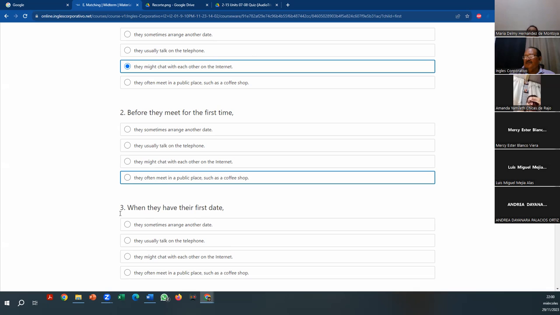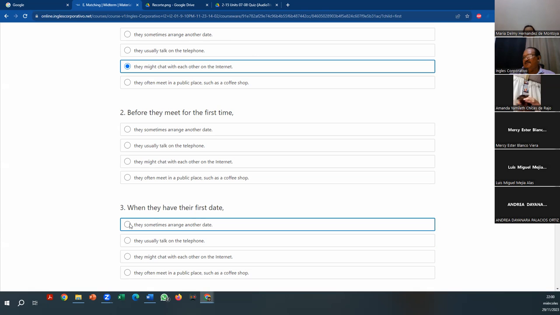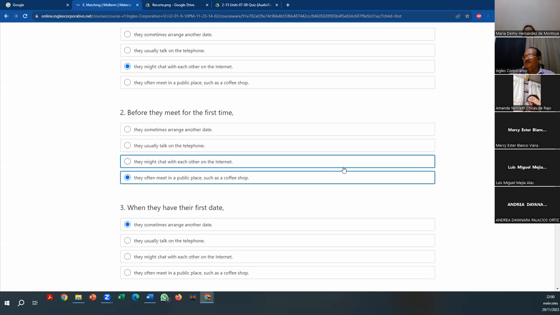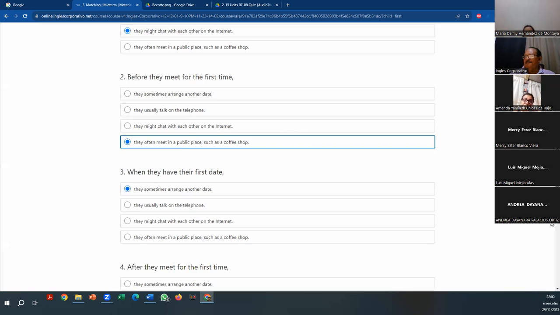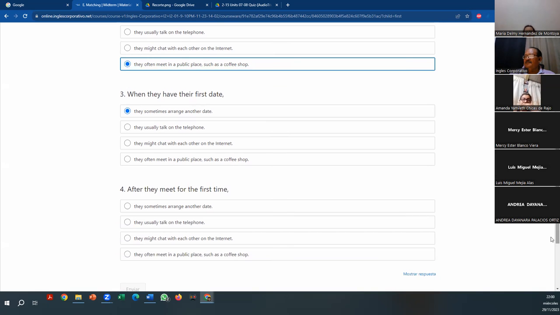Probably after that could be the other two left. They sometimes arrange another date. Okay, let's suppose. If not, we change it. And after they meet for the first time, they sometimes arrange another date. After they meet for the first time, they usually talk on the telephone.